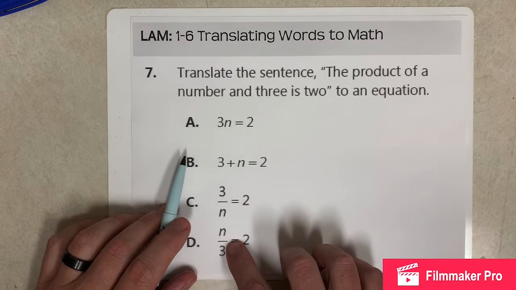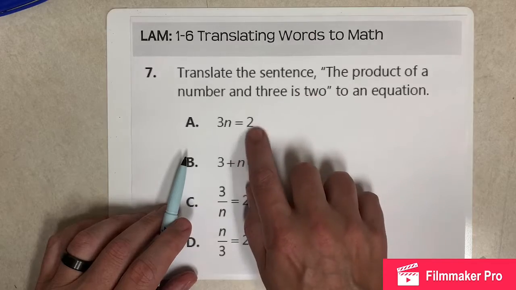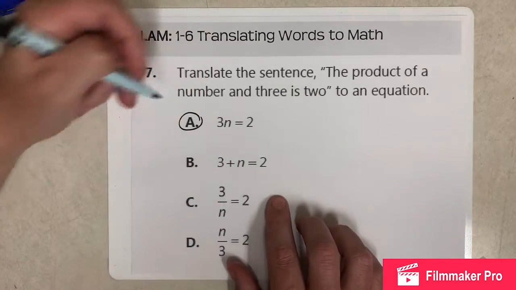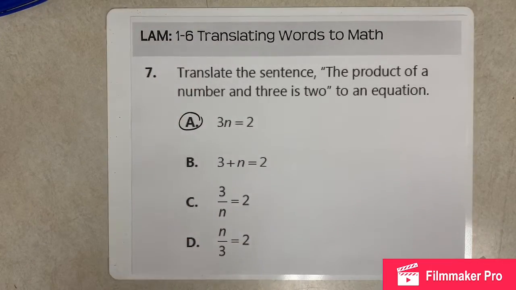So let's keep going. 3n equals 2. And so choice A matches up perfectly with that phrase in English, that sentence. So let's take a look at this one.